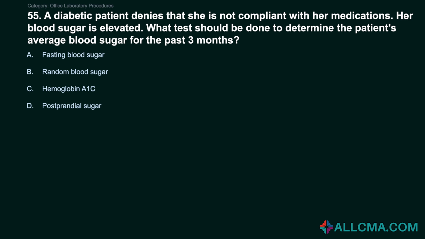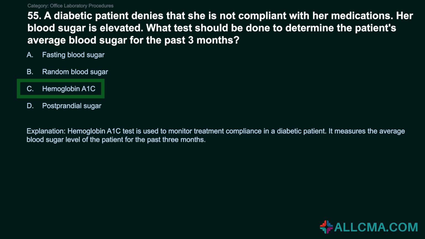55. A diabetic patient denies that she is not compliant with her medications. Her blood sugar is elevated. What test should be done to determine the patient's average blood sugar for the past 3 months? A. Fasting blood sugar. B. Random blood sugar. C. Hemoglobin A1C. D. Postprandial sugar. Correct answer, C. Hemoglobin A1C. Hemoglobin A1C test is used to monitor treatment compliance in a diabetic patient. It measures the average blood sugar level of the patient for the past 3 months.